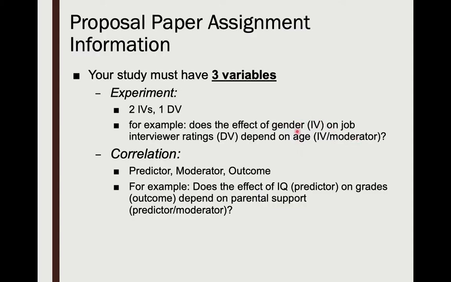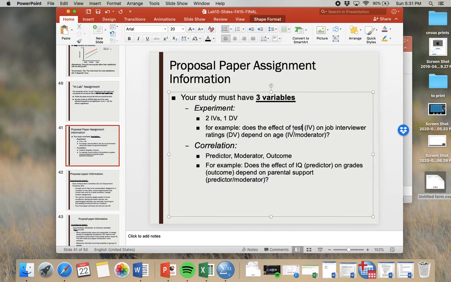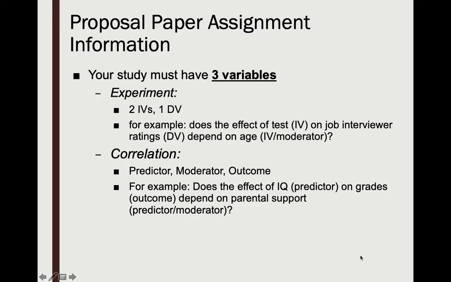Oh, this is a bad example. I'm so sorry. Age can't be either. Let me see. Which one can be randomly assigned? The effect of, let's say, test, because a test can be randomly assigned, on job interview ratings depend on age. Sorry for that bad example, everyone.